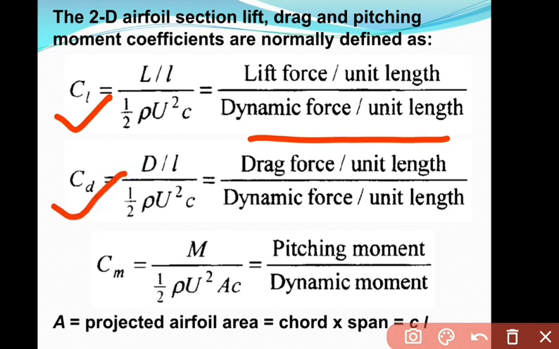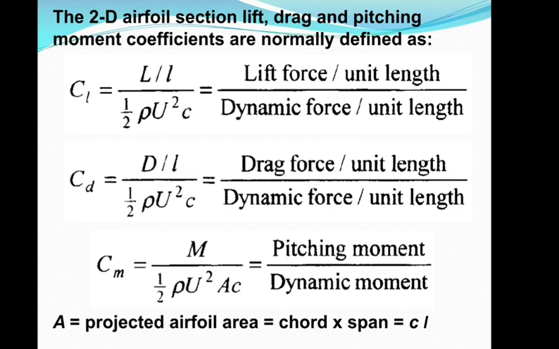Next, the drag force coefficient is equal to drag force per unit length divided by dynamic force per unit length. Next, the pitching moment coefficient Cm is equal to pitching moment divided by dynamic moment. These are the equations of the coefficients given for the two-dimensional airfoil lift section, drag section and pitching moment. A is equal to the projected airfoil area, which is equal to chord times span.